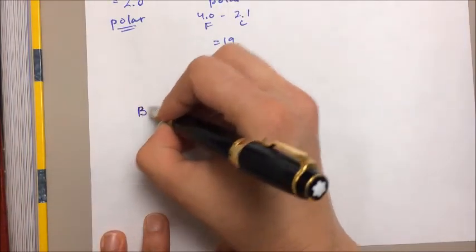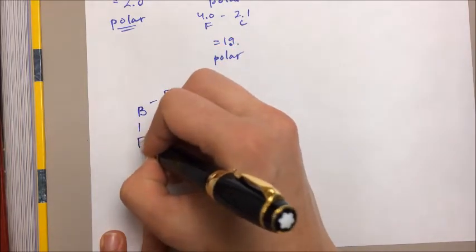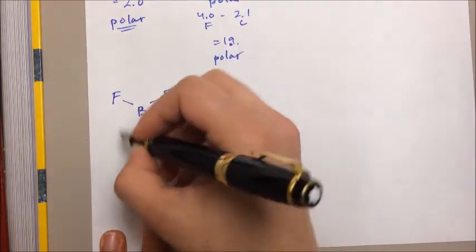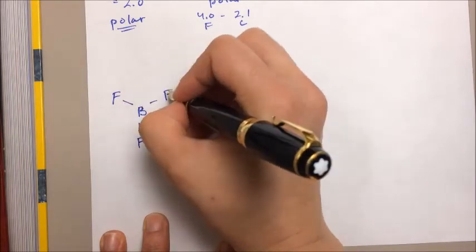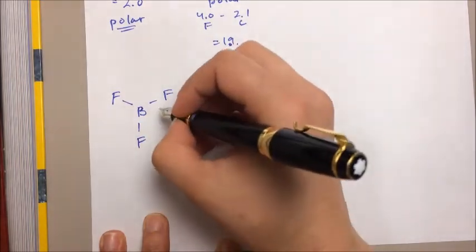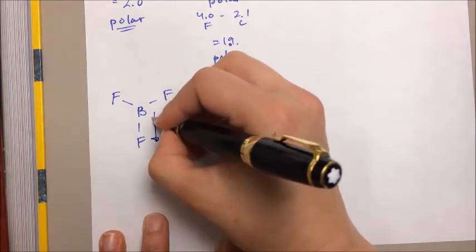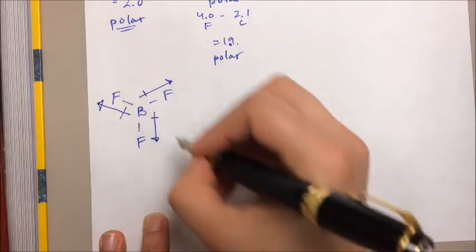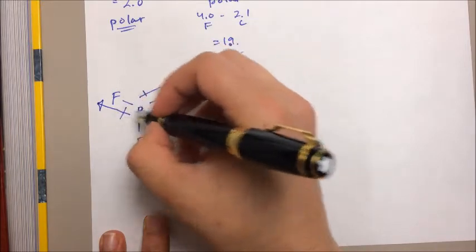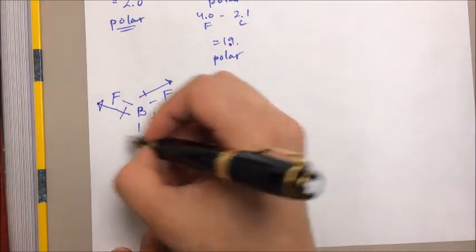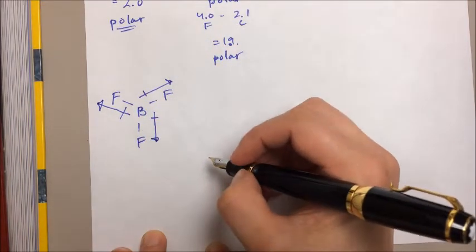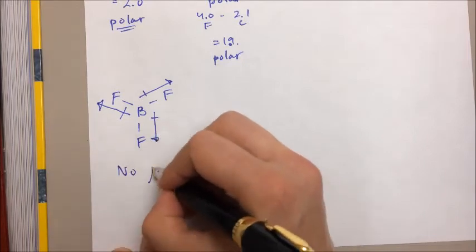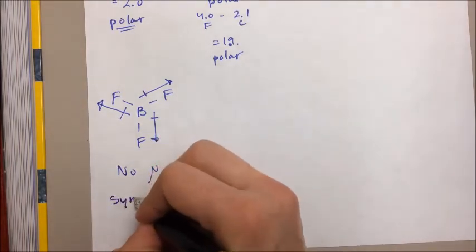So for a trigonal planar species like BF3, all of the bonds are in the plane of the paper. There's a 120-degree bond angle. If we draw in our dipoles, it's going to point from the less electronegative atom to the more. These are all going to cancel out because they're pointing in completely different directions and they're the same size. So no molecular dipole due to symmetry.